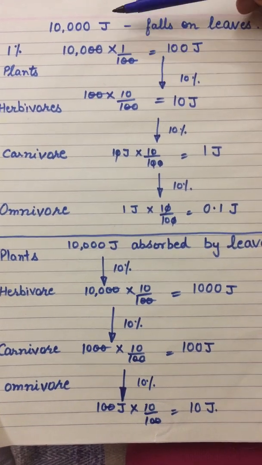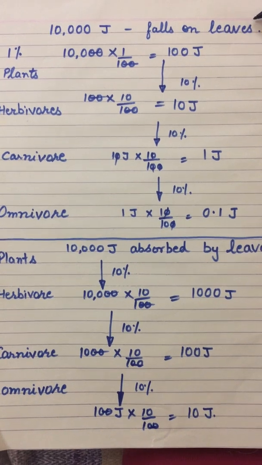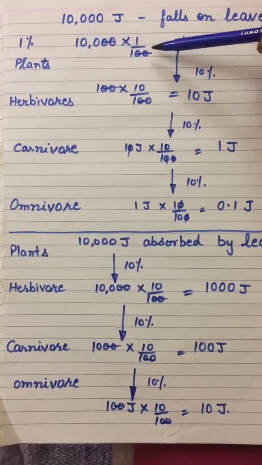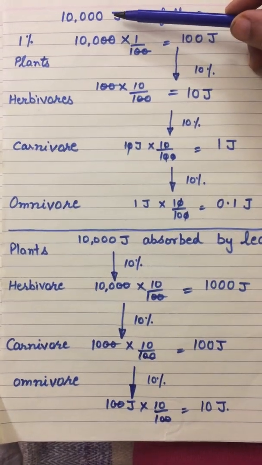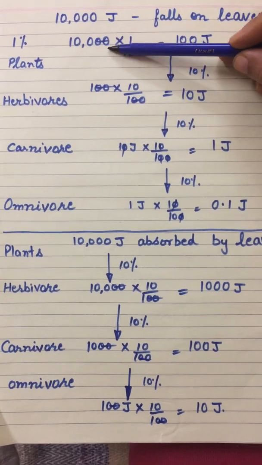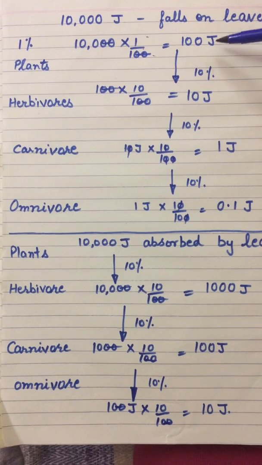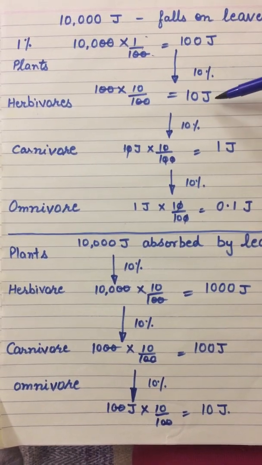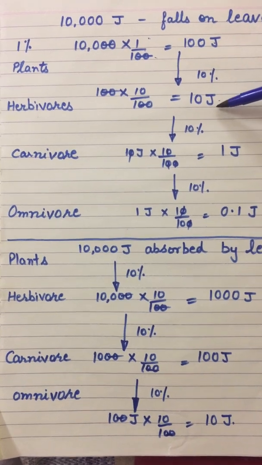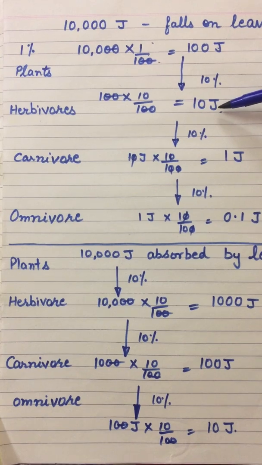Now, if 10,000 joule of energy falls on the surface of the leaves, 1% of that will be absorbed by the plants. So 1% of 10,000 will be 100 joule. Of this energy, only 10% goes to the herbivore. So 10% of 100 joule is 10 joule. So only 10 joule of energy goes to the herbivores.